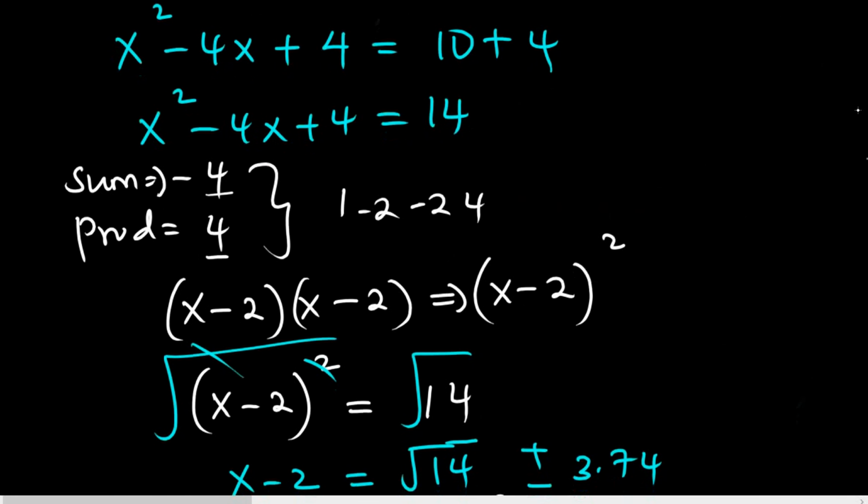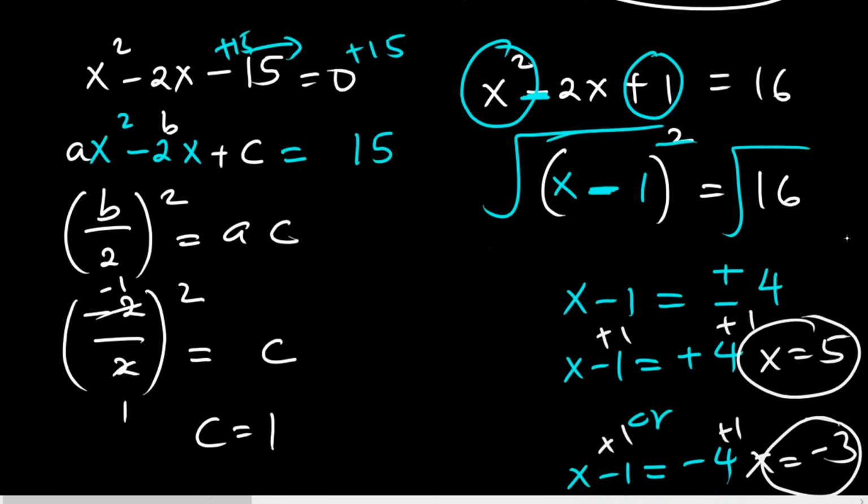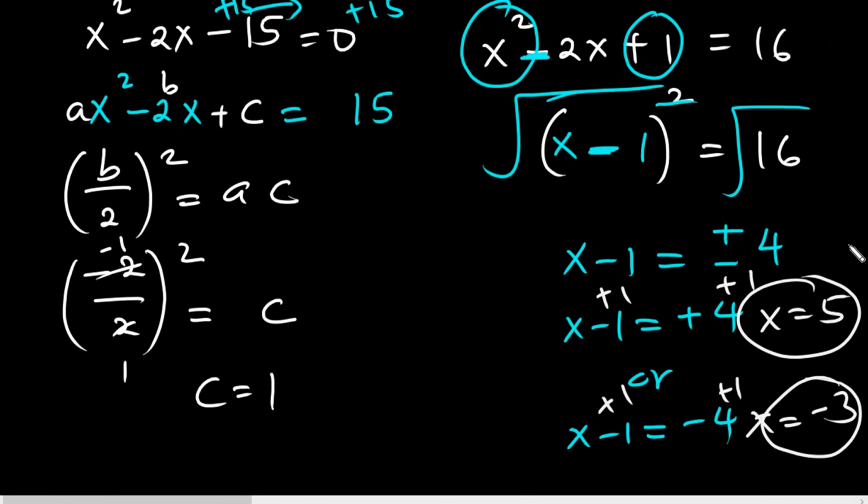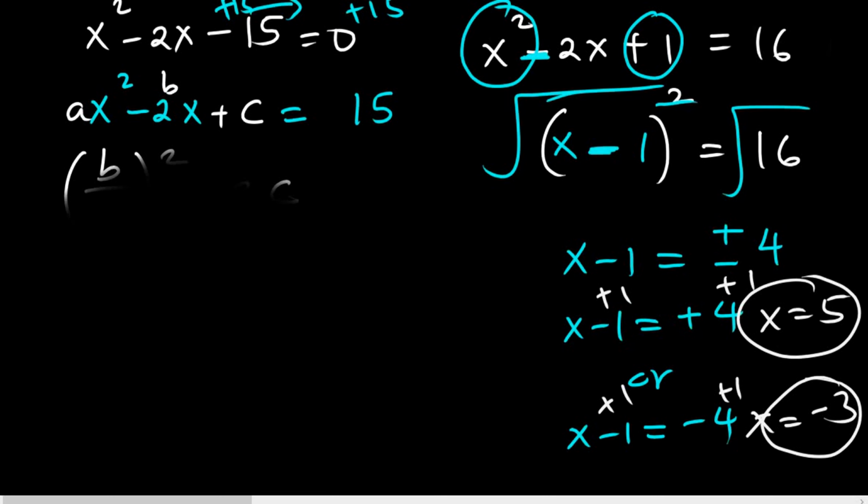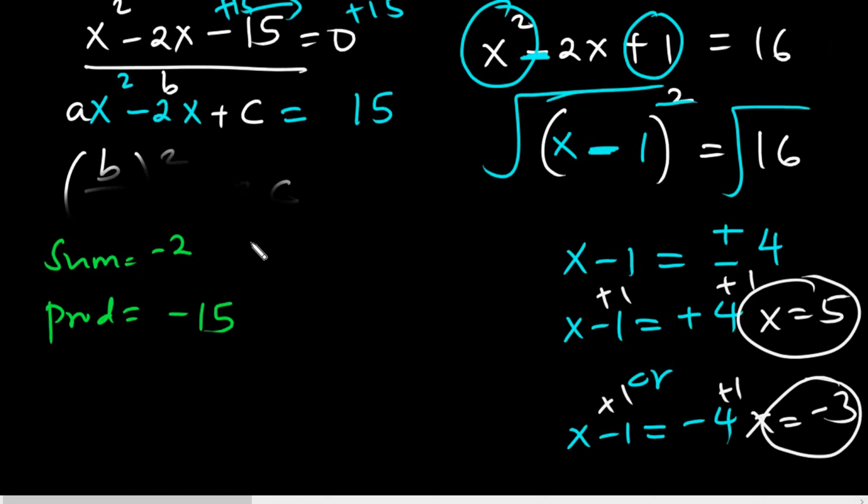In fact, let me write it up here. Where was it? Okay, here. So let me use a different color. Okay, so this is the equation. The sum is negative 2, and then the product is negative 15. So which are these two numbers that when you add them you get negative 2, when you multiply them you get negative 15?